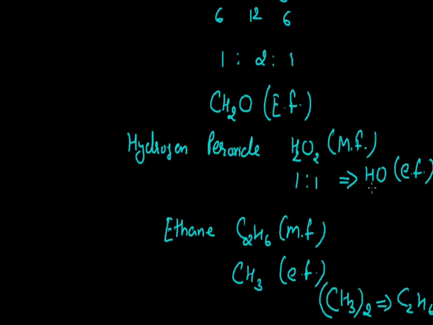The same thing if I do for this hydrogen peroxide. The empirical formula is HO, and if I multiply the number of each atom with a value of 2, we will be getting the formula H2O2, that is the molecular formula of this compound.